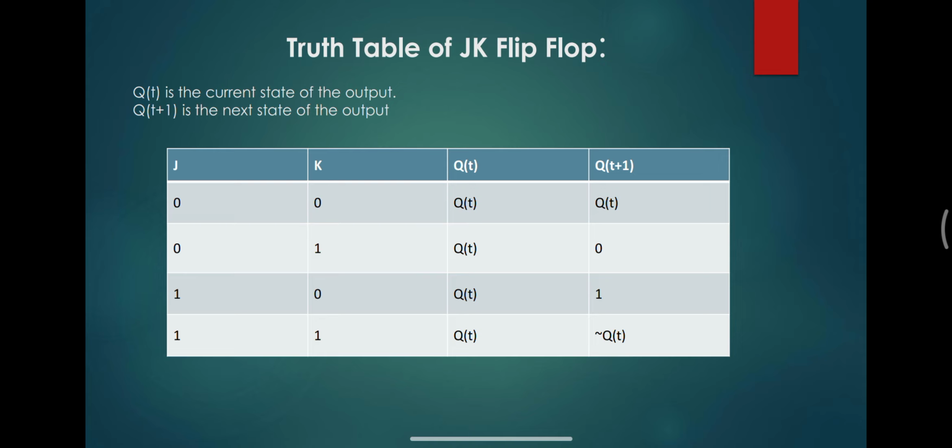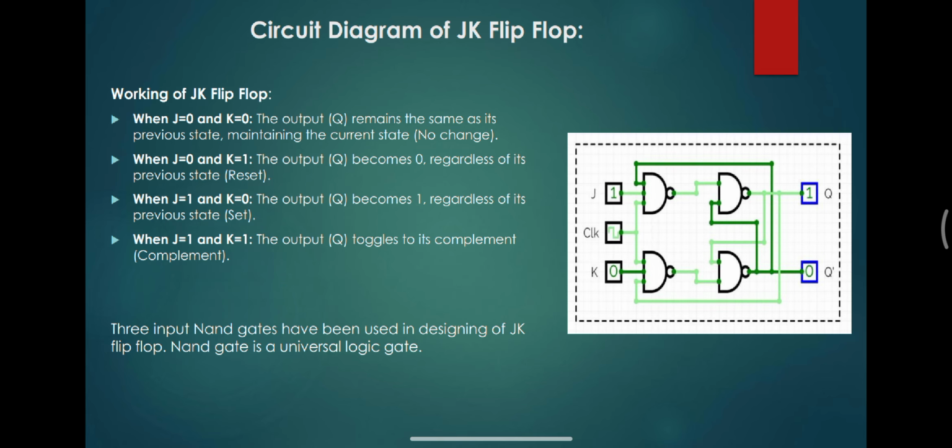The truth table of the JK flip-flop is given here. Here Q(t) is the current state of output and Q(t+1) is the next state of output. If J is 0 and K is 0, the output is Q(t). Here all the inputs and outputs are given, you can see for your betterment. Here is given a full JK flip-flop circuit. It is the main flip-flop circuit in JK.